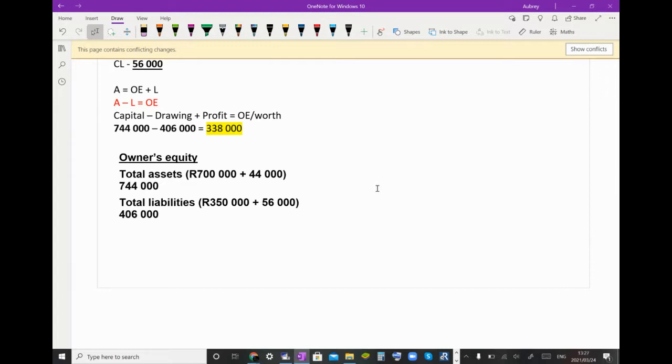338,000. Now, you're probably looking at the capital minus drawings plus profit is equal to owner's equity. That's just something I thought I'd make you aware of now, that you can also calculate owner's equity that way. Okay? Right. All right. But obviously we didn't have capital in this exercise, and we didn't have drawings, and they also hadn't given us profit. So in this exercise, we obviously couldn't use that.